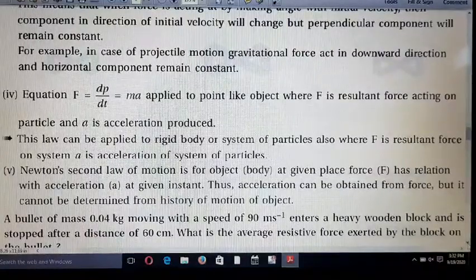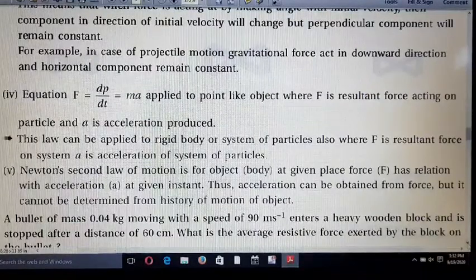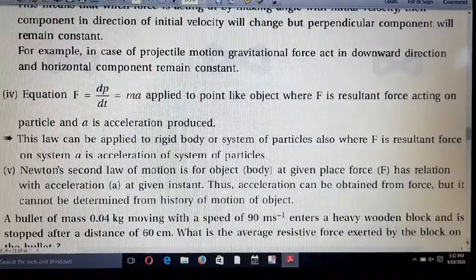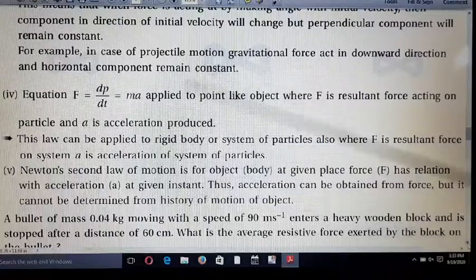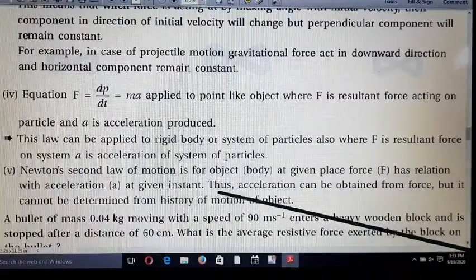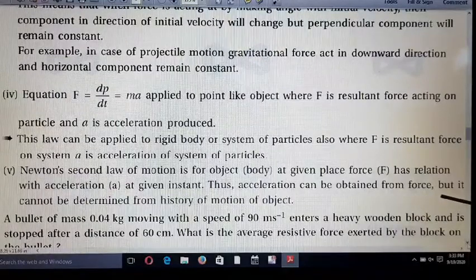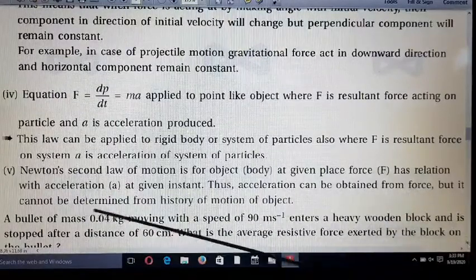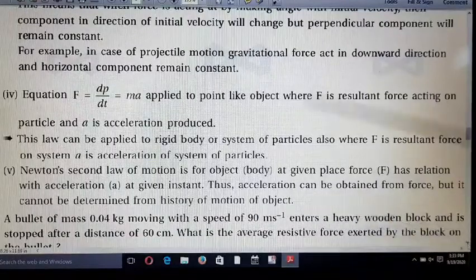And fifth point, Newton's second law of motion is for an object at a given place: force has a relation with acceleration at a given instant. Thus acceleration can be obtained from force, but it cannot be determined from the history of motion of the object.